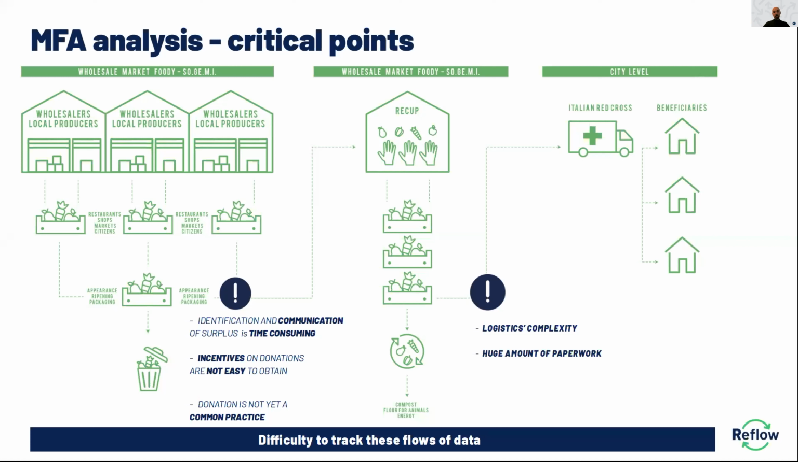And at the same time, Recoup, with the donations that they collect, sort them out, so they are sure that the quality is still very high. And then they re-donate the donations to other associations outside of the general market, such as the Italian Red Cross, that redistribute these donations to families in need. So the system is kind of complex, and within the entire process, nobody's tracking any data.